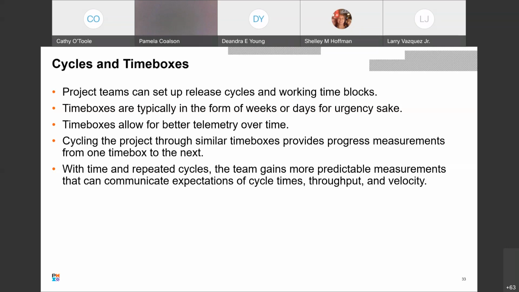So yes, there are 6 iterations, or 6 2-week time blocks, in the 3 months, and the 3 months is the cycle. And that's also what they call a program increment.